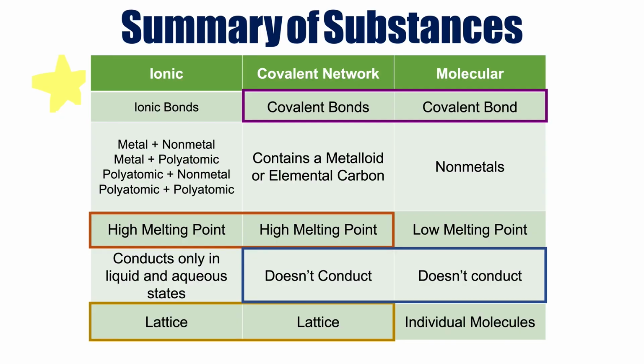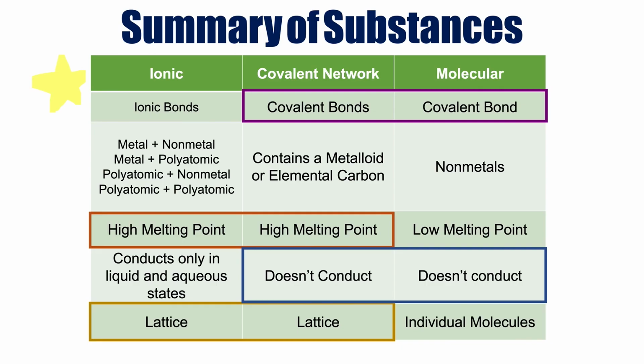So now to summarize what we've looked at so far. We've looked at ionic compounds, covalent network, and molecular. When you're learning their properties, sometimes it's helpful to group them. So for example, ionic compounds have just ionic bonds, but covalent network and molecular both have covalent bonds that are holding them together. You should be able to identify them. So ionic is metal-nonmetal, metal-polyatomic, polyatomic-nonmetal, polyatomic-polyatomic. Covalent network either contains a metalloid or is elemental or pure carbon.